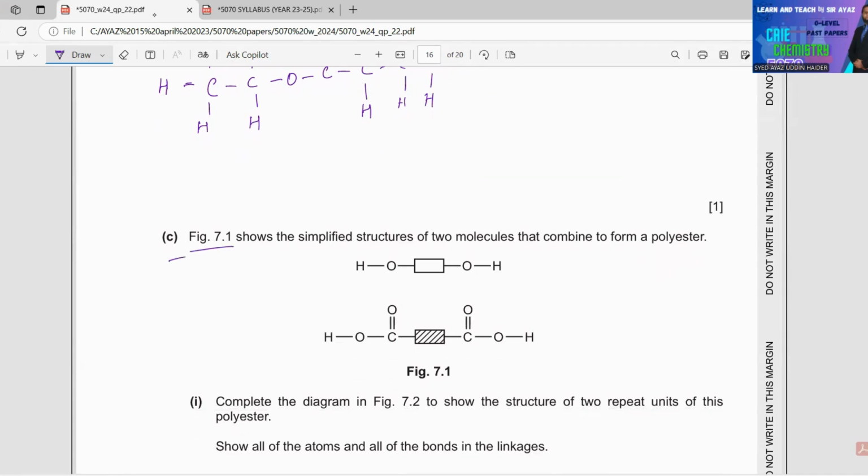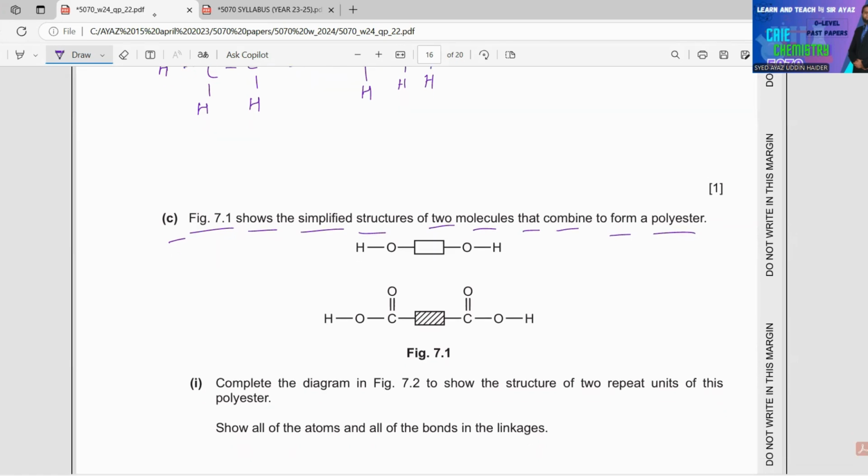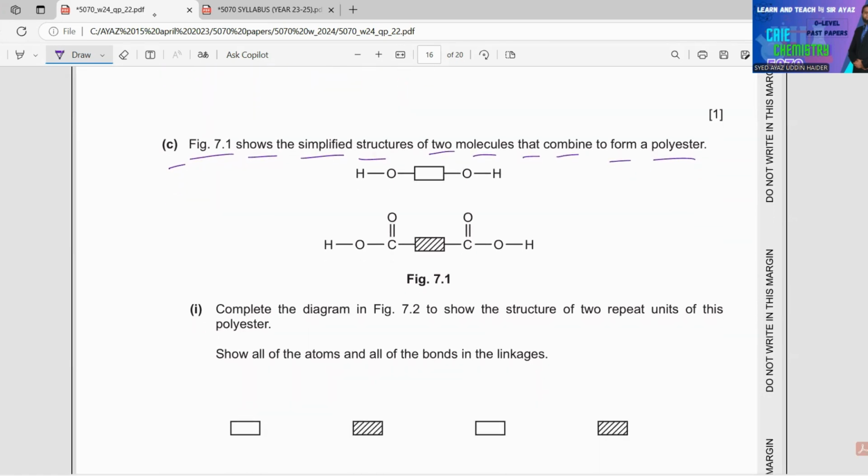C. Figure 7.1 shows the simplified structures of two molecules that combine to form a polyester. The top one must be a diol, there are two OH groups, and the second one must be a dicarboxylic acid. There are C double bond OH groups on both ends. Number 1, complete the diagram in figure 7.2 to show the structure of two repeat units of this polyester. Show all of the atoms and all of the bonds in the linkages.